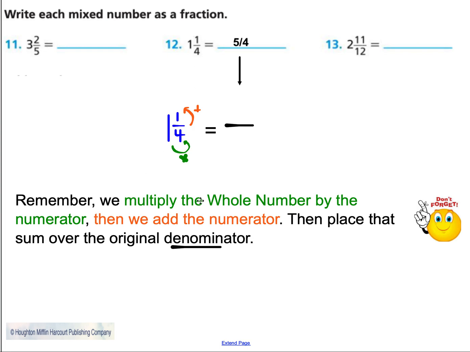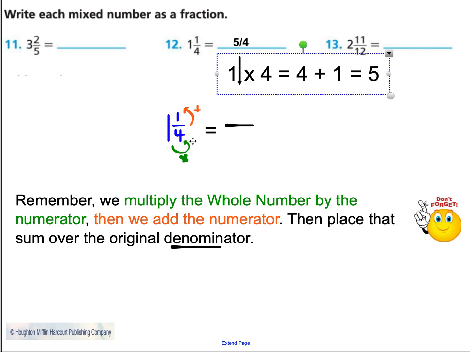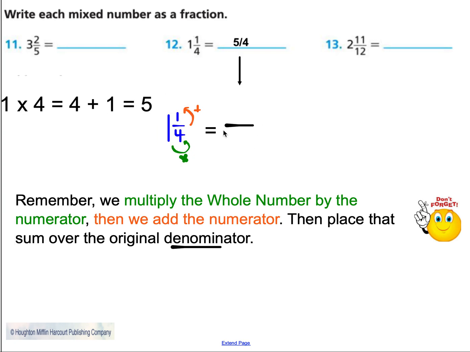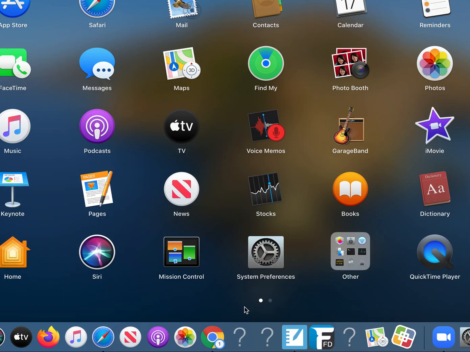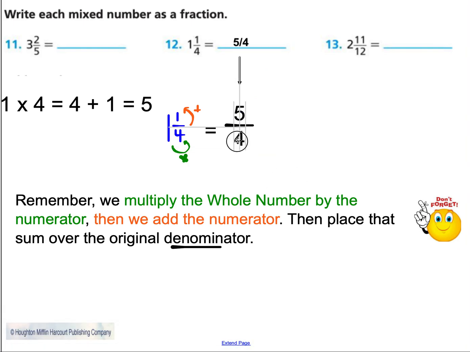As you know, we multiply the whole number by the denominator. 1 times 4, that equals 4. And then we add the extra numerator. And 4 plus 1 is 5. So I'm going to just go ahead and put a 5 right there. And you remember what the denominator is? It stays the same. So 5/4. So we multiply and add and place all of that as the numerator, and the denominator stays the same.